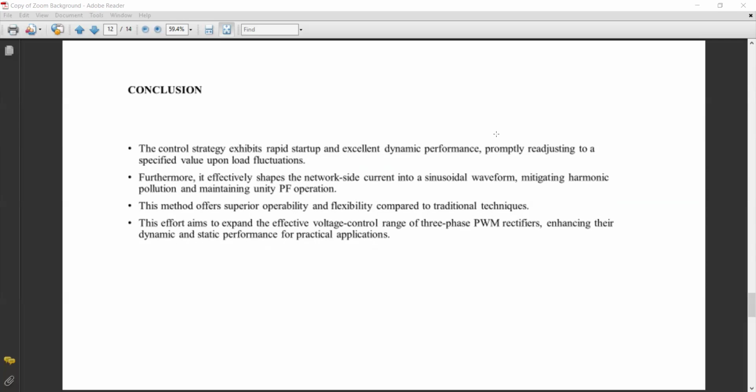It aims to expand the effective voltage control range of a three-phase PWM rectifier and enhance its dynamic and static performance for practical application. These are some of the conclusions which I have obtained for my article.